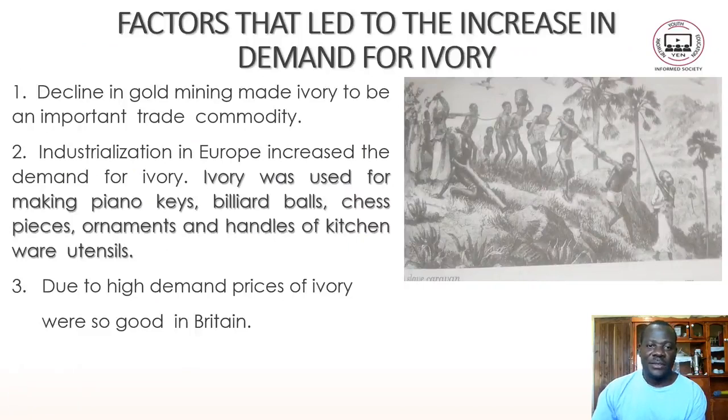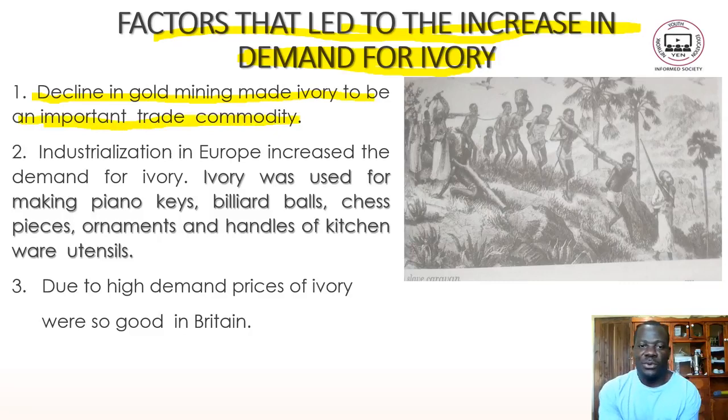Now, let's look at the factors. What were the factors that led to the increase in demand for slaves and for ivory? We talk of ivory first. Now, the first one is the decline in gold mining, which made ivory an important trade commodity. Just as we looked at the Portuguese factor, we said that they were coming for gold. They wanted to control gold. But as time went on, that gold was depleted, or gold mining was going down. Therefore, the only commodity that they could get was ivory. So the demand was rising for ivory because gold demand was going down.